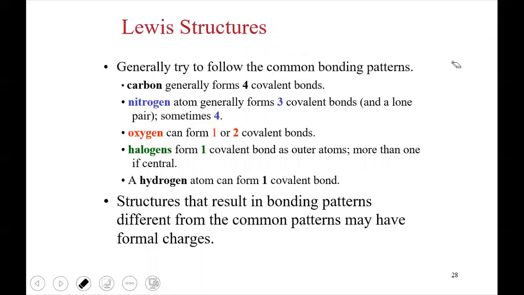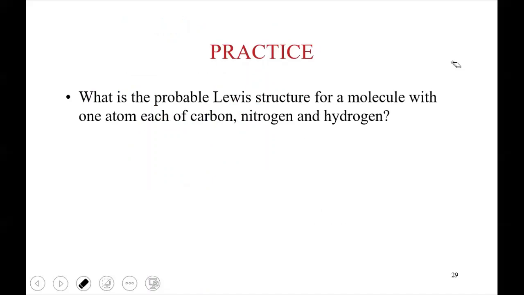So let me close out by showing you this little exercise. I'm going to let you guys do this at home. What is the probable Lewis structure for a molecule with one atom each of carbon, nitrogen, and hydrogen, okay? So just for the sake of it, rather than Google it and look it up, just go ahead and write out the possible skeletons that you could have, and then the different bonding schemes, and then apply the formal charge criterion to choose the one that is correct, okay? It'll be a better practice for you, all right?